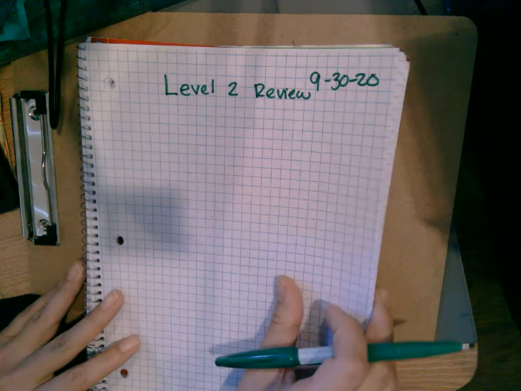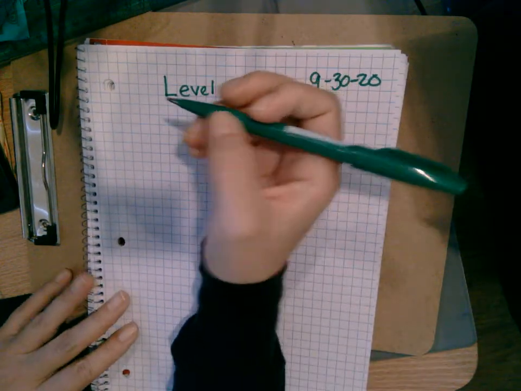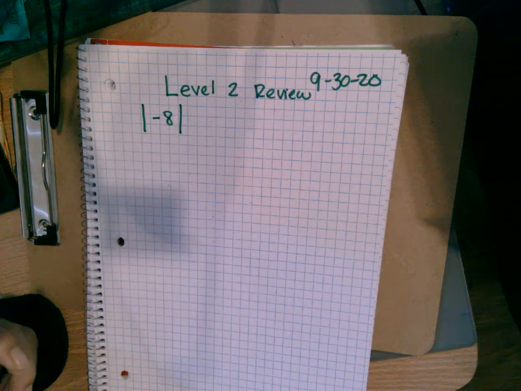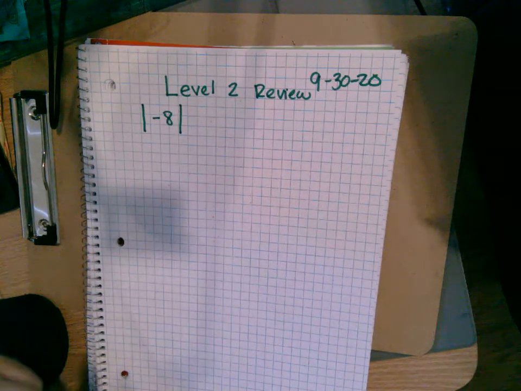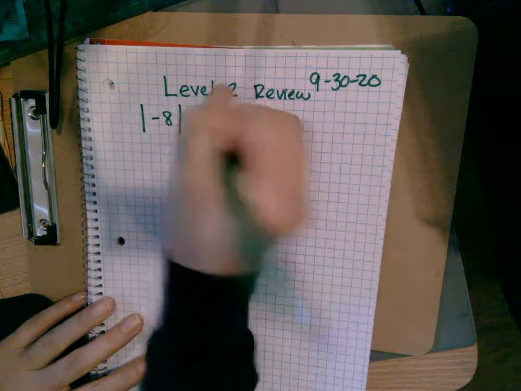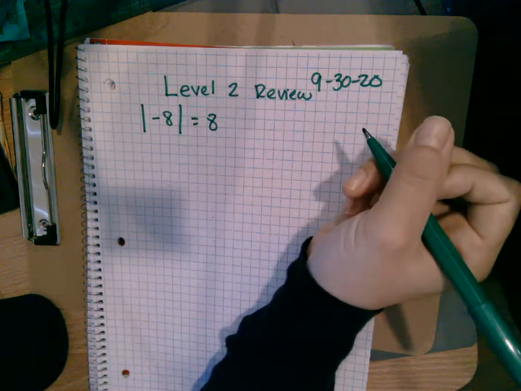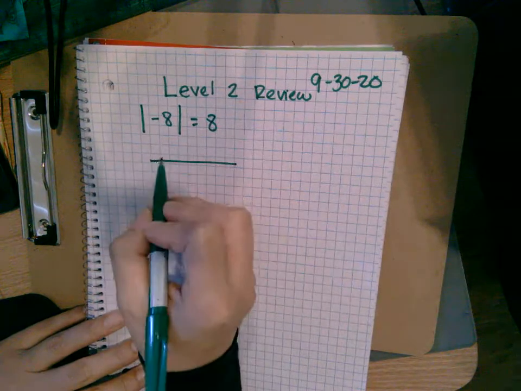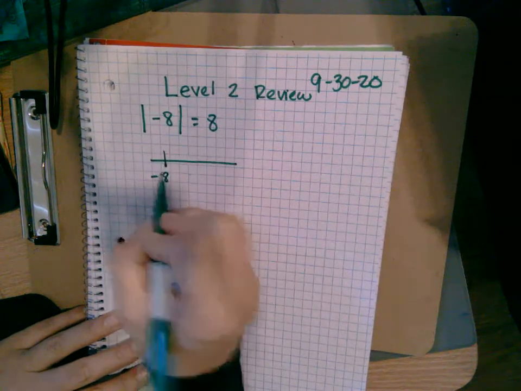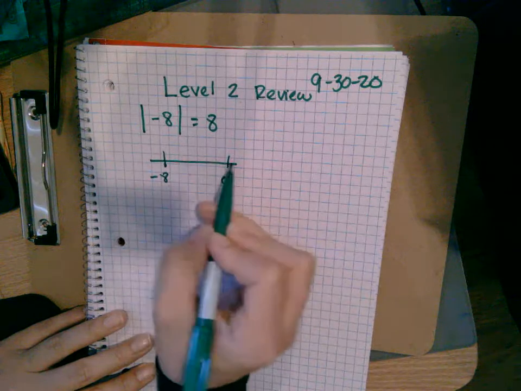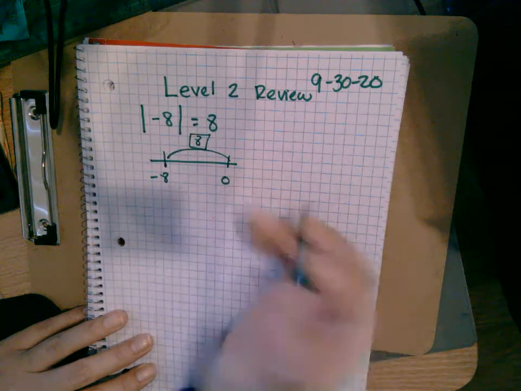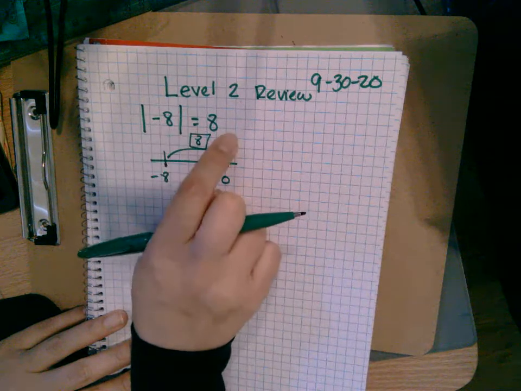Okay, level 2 review. On Monday we reviewed, what's the absolute value of negative 8? The absolute value of negative 8 would just be 8, right? Because absolute value is the distance from your number to 0. So on the number line, here is my number, here is 0. How far did I go? I hopped over 8 spaces, so the absolute value of negative 8 is 8.